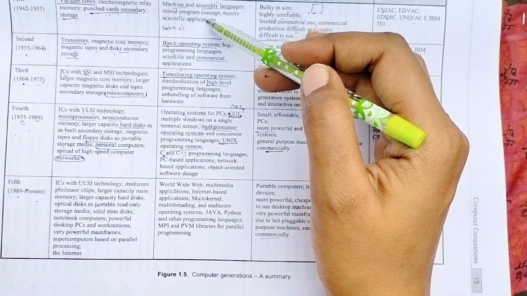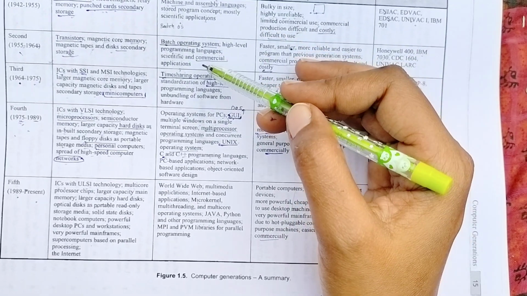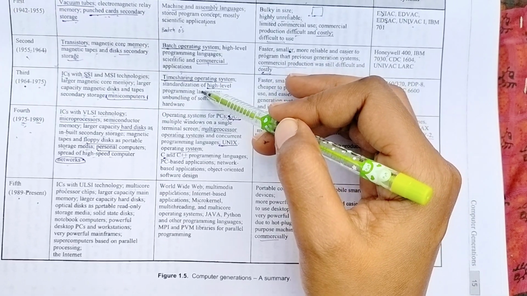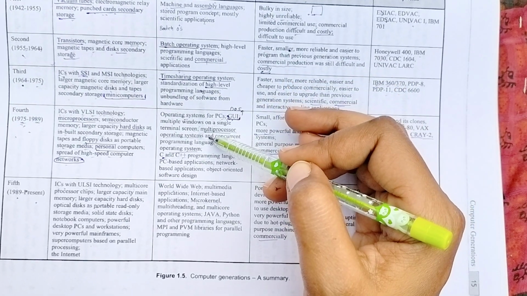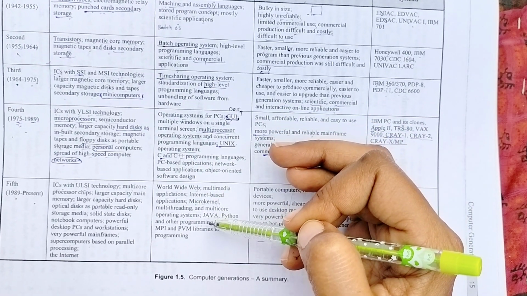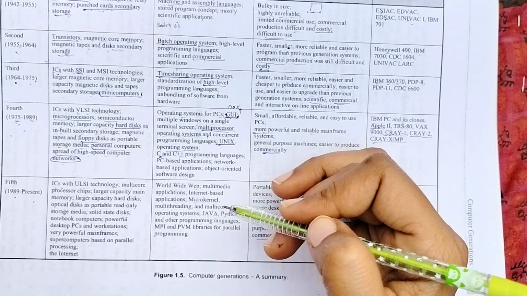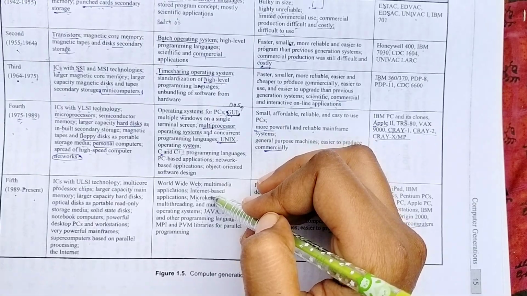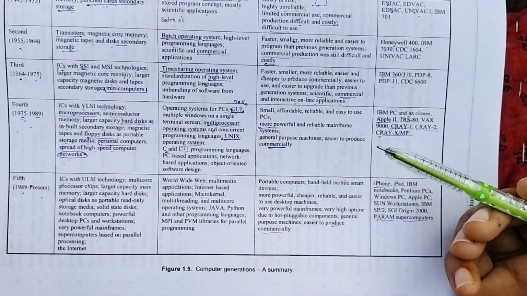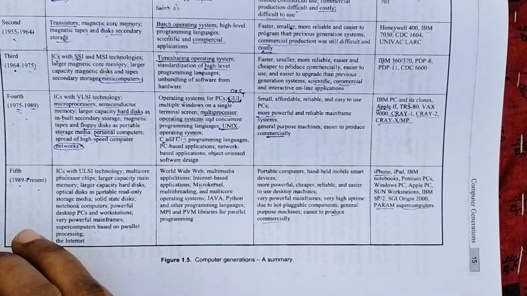If we are talking about software, we used machine language and assembly language. Batch operating systems started in the second generation, time sharing operating systems in the third generation, multiprocessor and multi-programming operating systems in the fourth generation, and multi-threading, time sharing and real-time operating systems in the fifth generation. And we know very well the characteristics of all the generations. Some examples we already discussed.